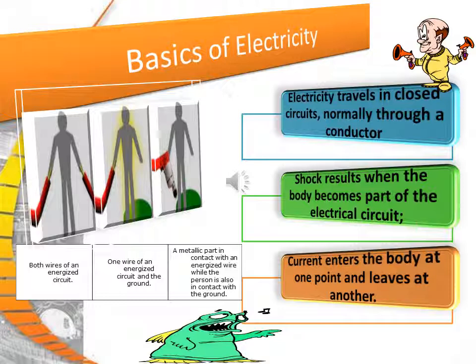Electricity travels in closed circuits, normally through a conductor. Shock results when the body becomes part of the electrical current. Current enters the body at one point and leaves at another. Here you can see it depicted.